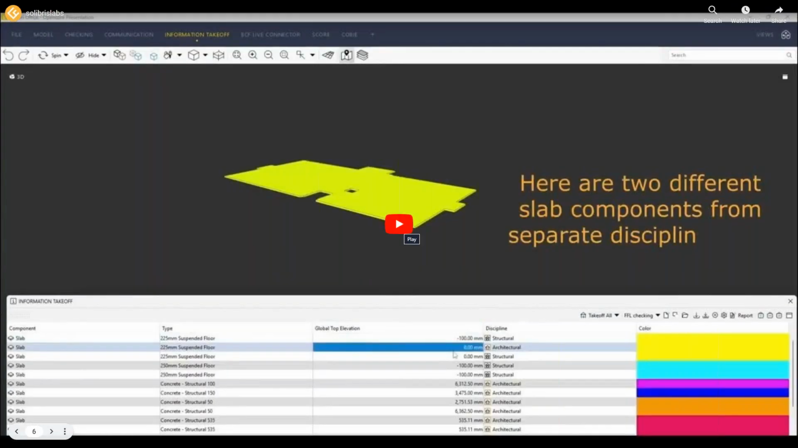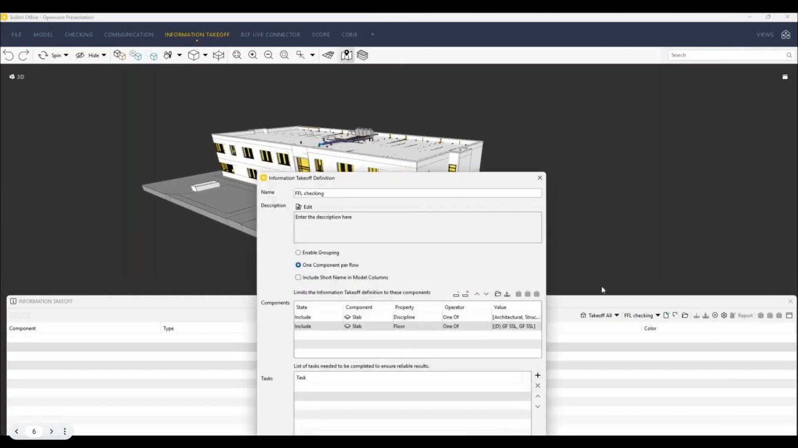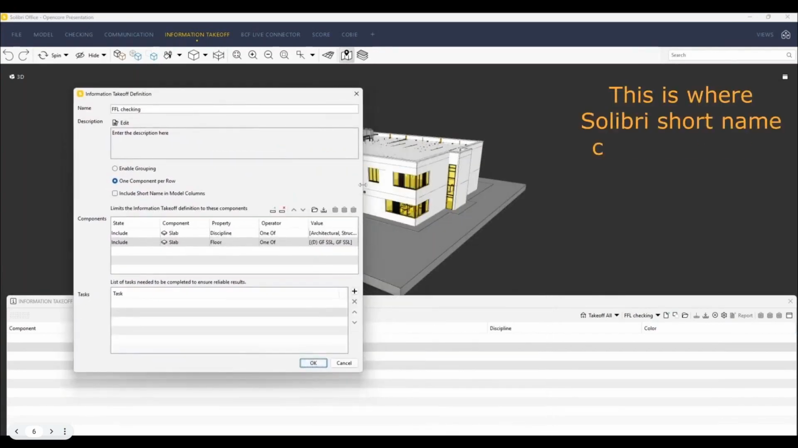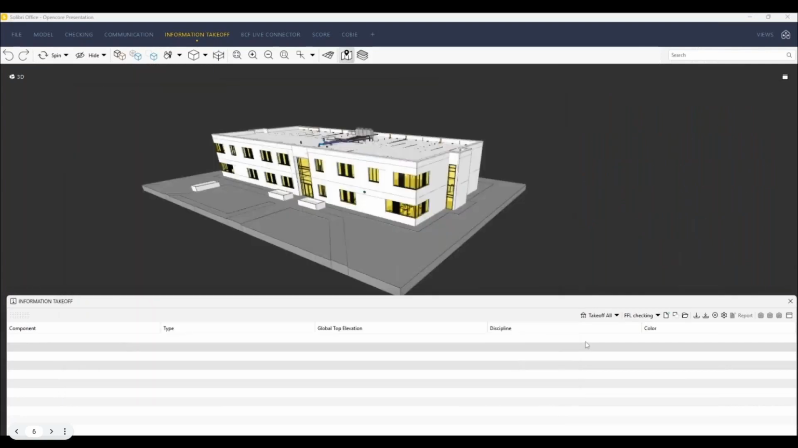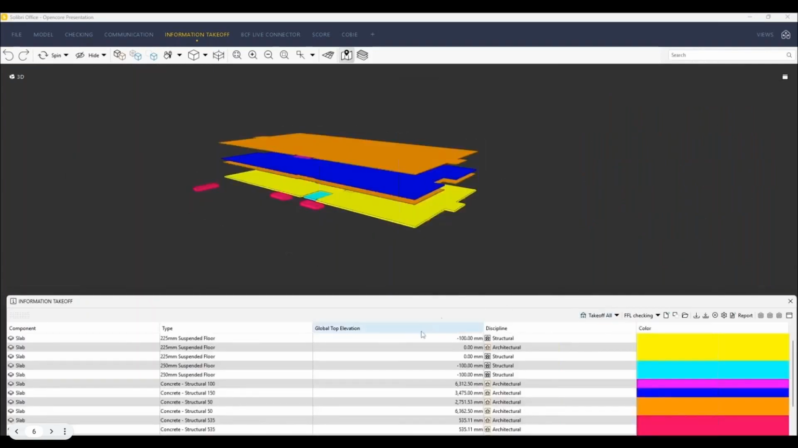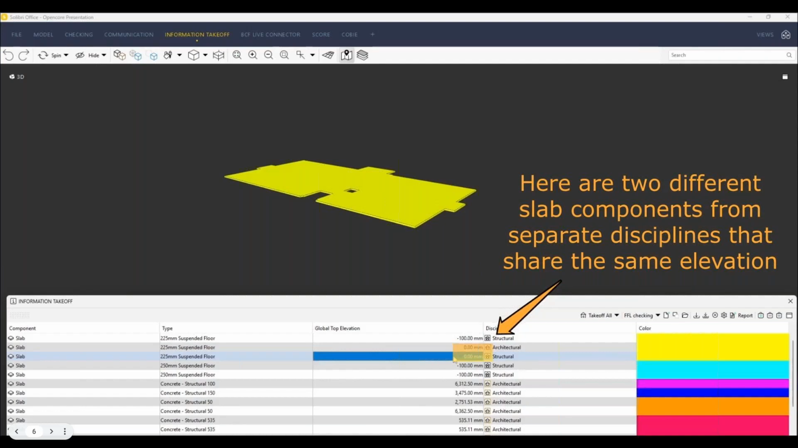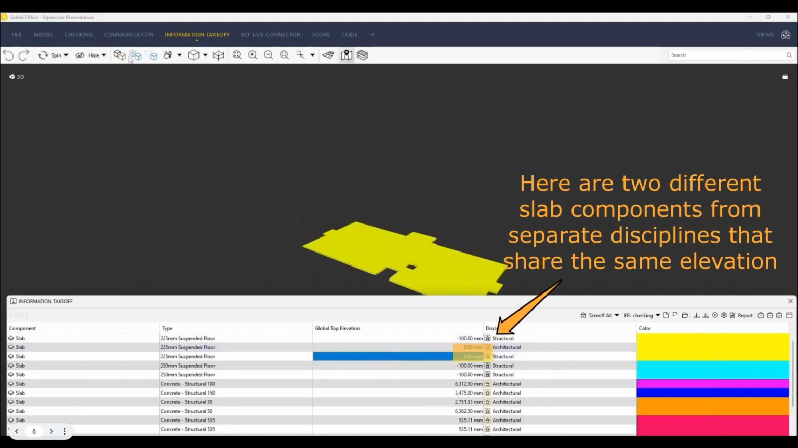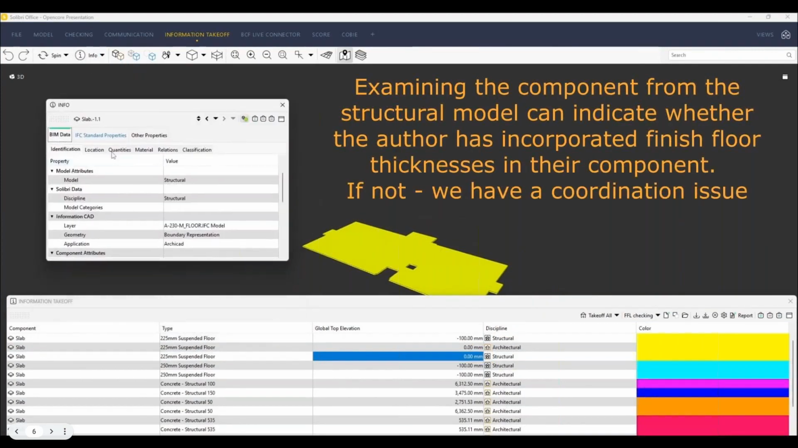But here you can see just there, we've identified, I'll just play it again whilst I'm talking, we've done an information takeoff in Solibri that identifies components, slabs by discipline, and then gives us information about their top elevation. So yeah, I've just put a little note there. The short codes in Solibri are useful here, especially when you've got lots of models. But there you can see that we've got suspended floors at different heights. So that's something that we were able to neutralize quite early on, and thankfully, we didn't have to make adjustments when people were deep into the other design processes.